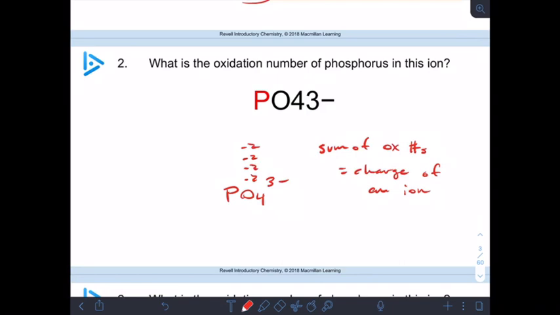Right? And in order for this thing to equal minus 3, then I need my phosphorus to be a plus 6. Nope. Sorry, that's incorrect. Plus 5. Sorry, as soon as I wrote that, I realized that it was incorrect. Okay. So minus 2 times 4 is a minus 8. Minus 8 plus 5 equals minus 3.